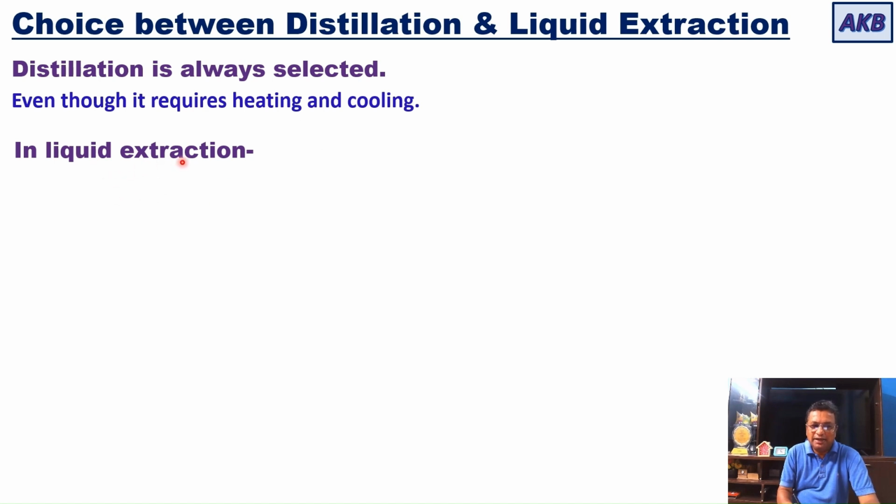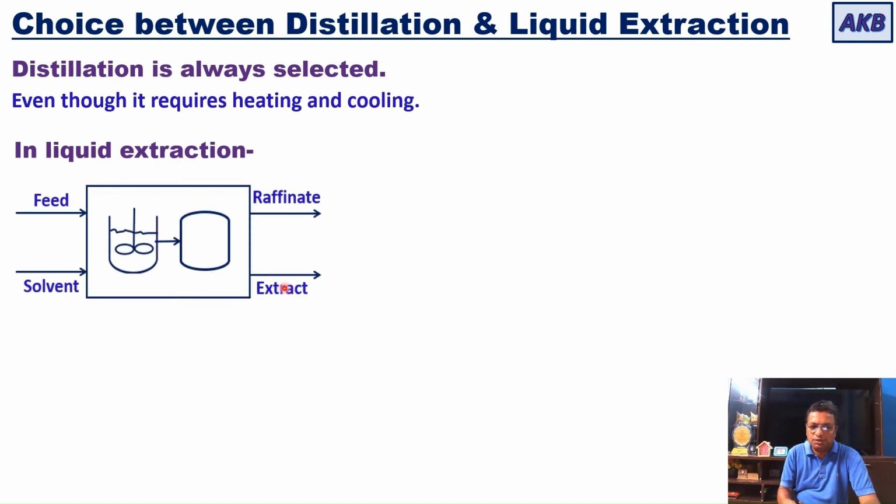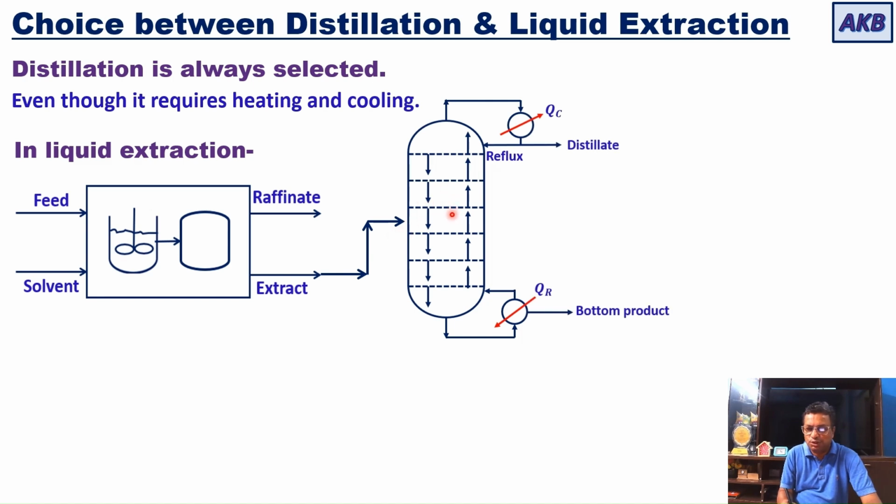Why? Let us understand. In liquid extraction, you have this operation, where the feed is contacted with the solvent phase, and at the end of the operation, you are getting raffinate and extract phase. Extract phase contains the solute. We need to recover that. For that, this extract phase is subjected to distillation. It is sent as a feed to a distillation column, and then you'll be getting the solute separated from this extract phase. That means after liquid extraction, we need to use distillation.